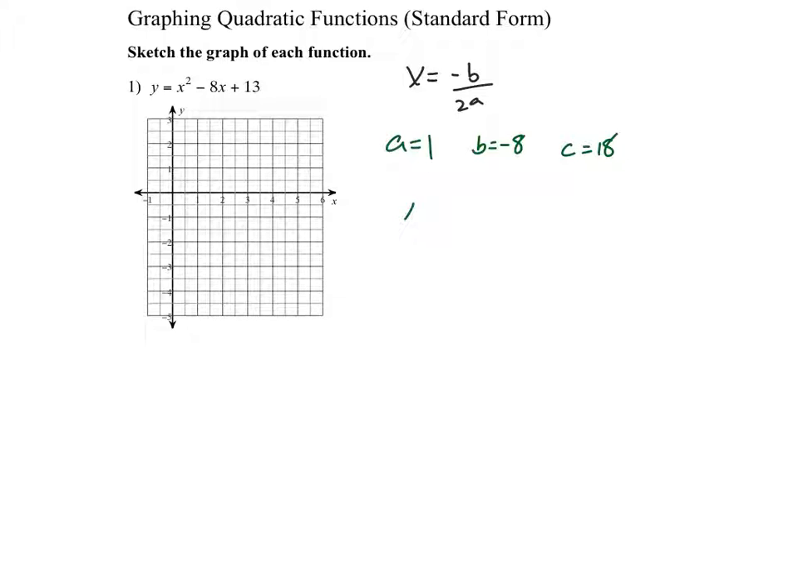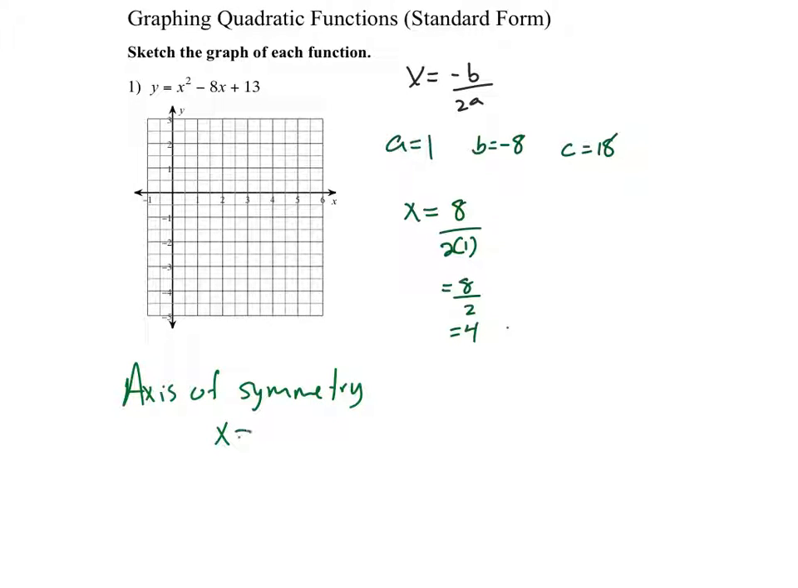So x equals the opposite of b. So that means positive 8 divided by 2 times a, that is 1. So 8 divided by 2 equals 4. So my axis of symmetry is x equals 4. So it's that same value right here.